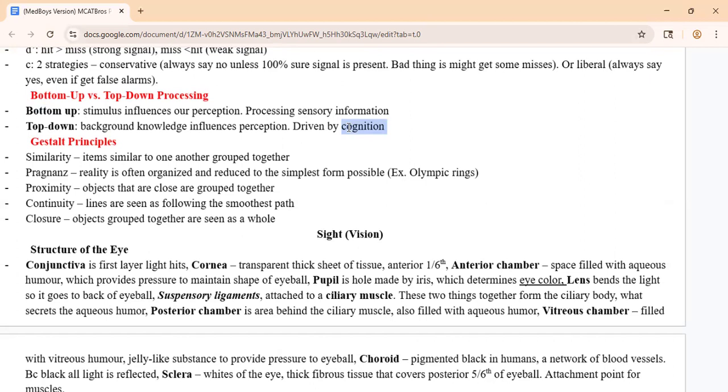It's starting from the bottom. So when you're starting from the bottom, you have the influence of your perception. You have to look at other things outside of your cognition. You have to look at the processing of sensory information. So I think of top-down as coming from my top, which is my cognition, and bottom-up as processing sensory information.